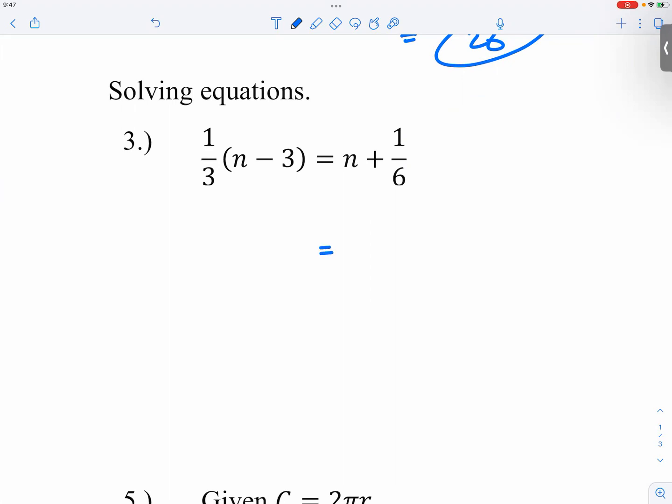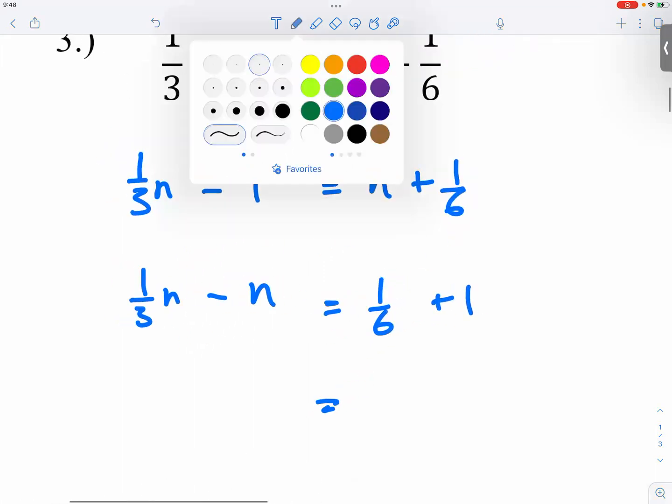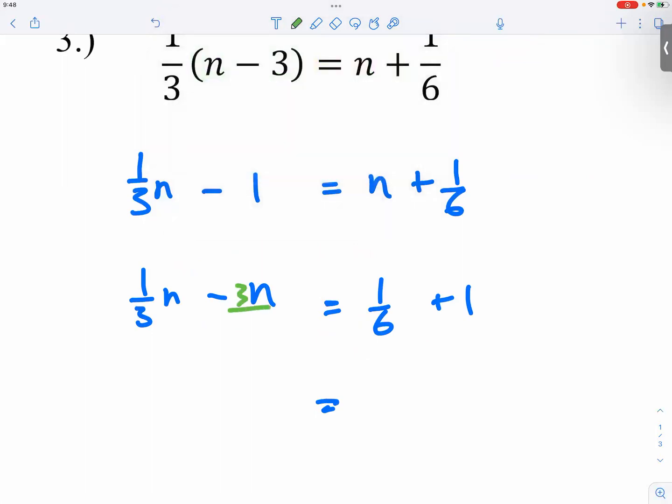So if I'm doing it properly, I would do this. I would say, you know, that's what you do. That's what you do. What's next? I want to keep n on the same side. So I got 1/3 n minus n, and then 1/6 plus 1. Okay. Oh, I need to add fractions together. And then you're going to do 3 over 3, right? Common denominator. And then 6 over 6, common denominator. Do you hate the math now? Do you hate it? It's ugly.